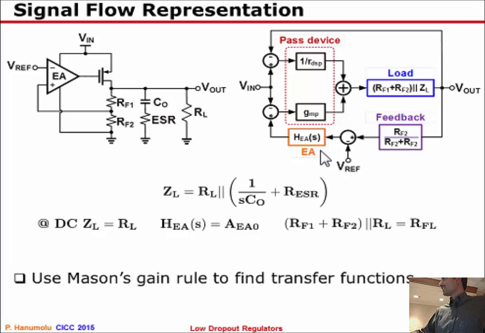So again, for simplicity, ZL is RL in parallel with this portion of the circuit. So once you have this, it turns out that we can very easily calculate the transfer functions using what is referred to as Mason's gain rule. Let me spend 2 minutes on what this is, because I'm going to use this a great deal in the following slides.